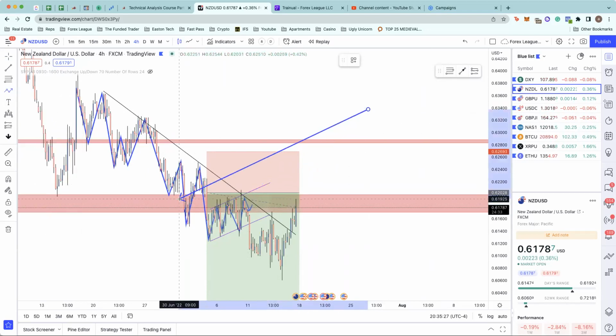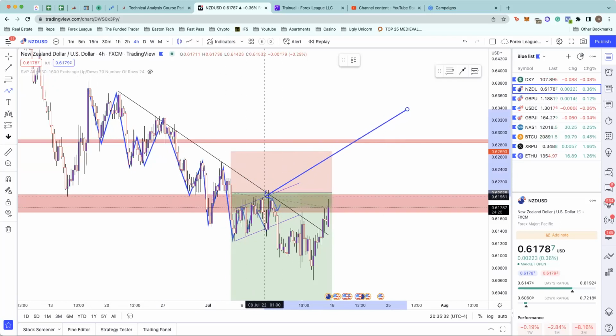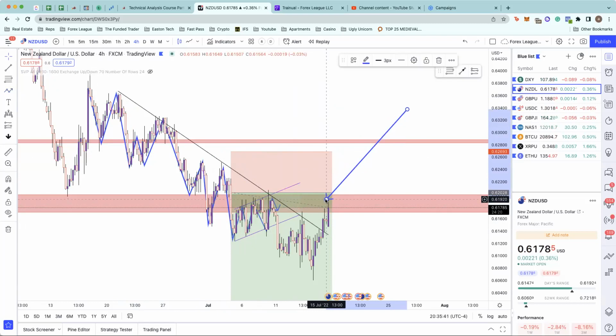I have my red zone. So this is based on a higher time frame. A lot of orders sitting in this area, and we're obviously rejecting it. Then we had a flag, and then we were in a downtrend. Clearly, we're retesting a previous lower high. So this is an extremely high probability trade to take.